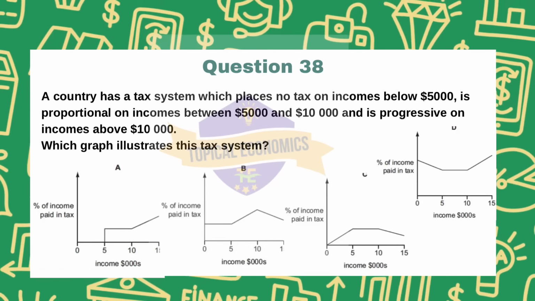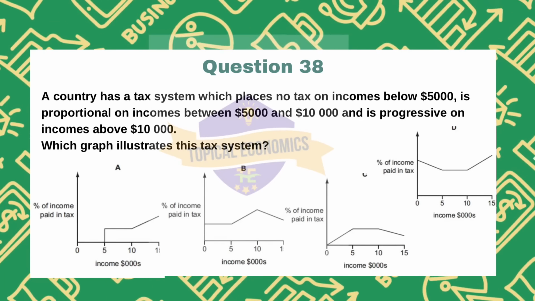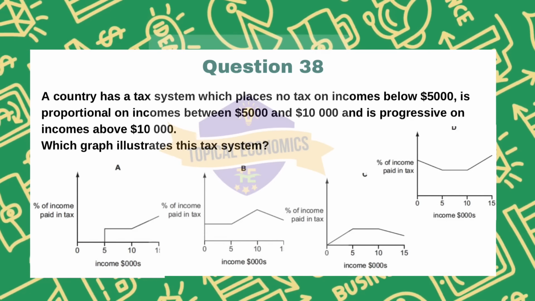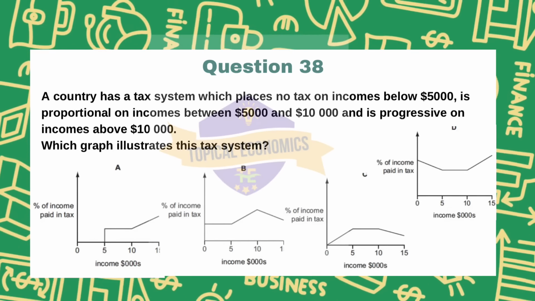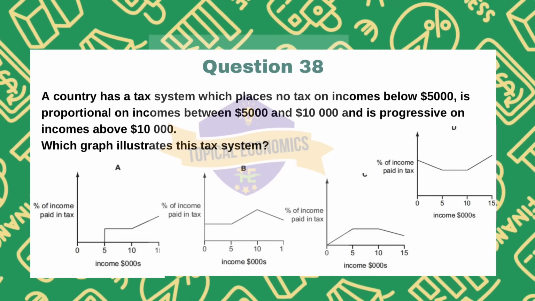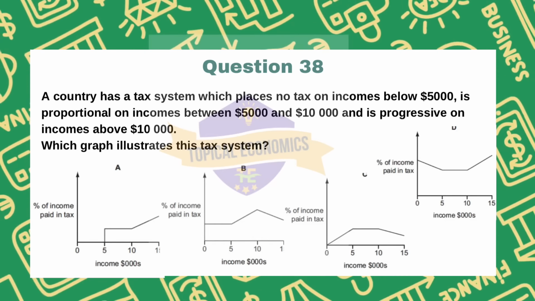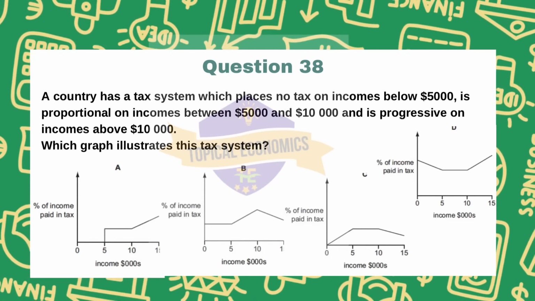Moving on to question 38. A country has a tax system which places no tax on incomes below $5,000, is proportional on incomes between $5,000 and $10,000, and is progressive on incomes above $10,000. Which graph illustrates this tax system? The correct answer for this question is option A.